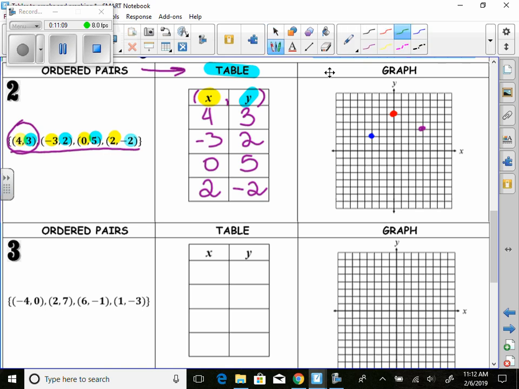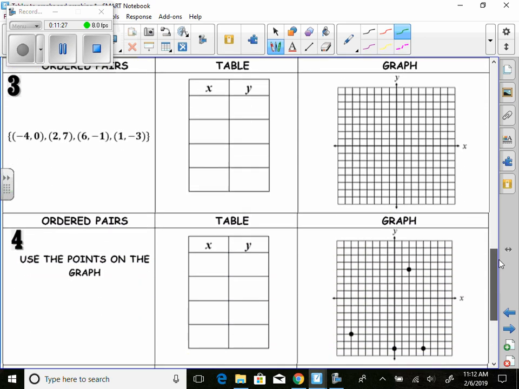All right, and the last point we're plotting is 2 and negative 2. So starting at the origin, 2 to the right, 2 down. And that's pretty much it. Okay, so I'm going to need you to do example number 3 by yourself, and I will show you example number 4.